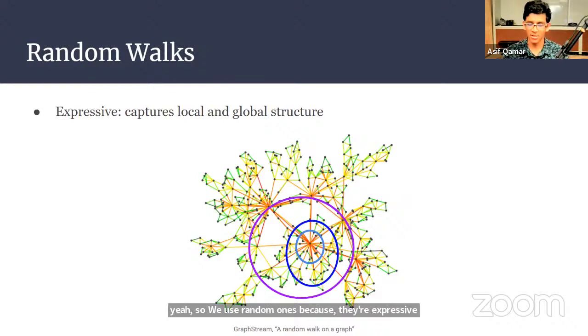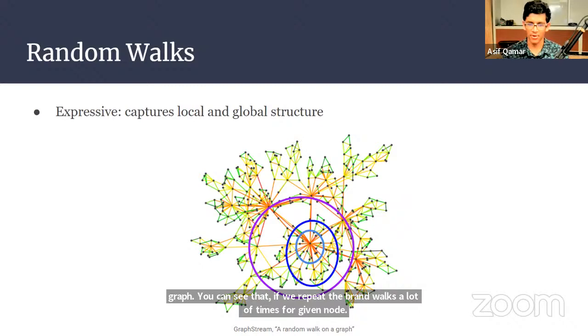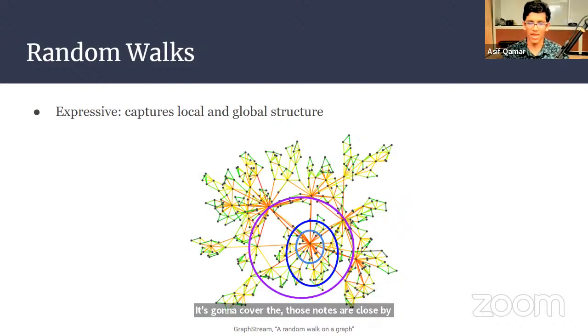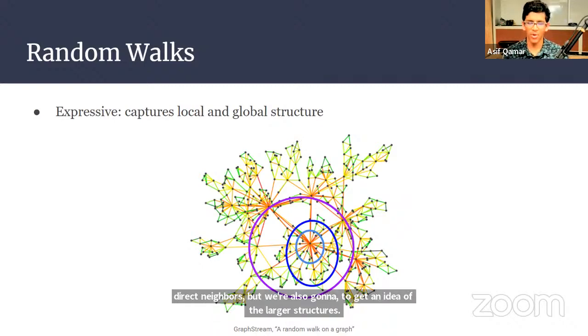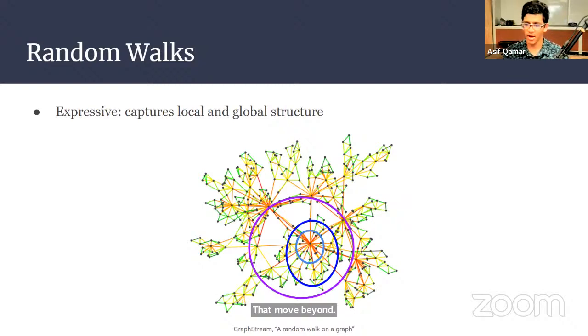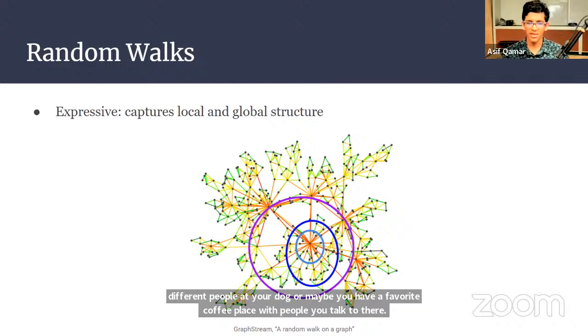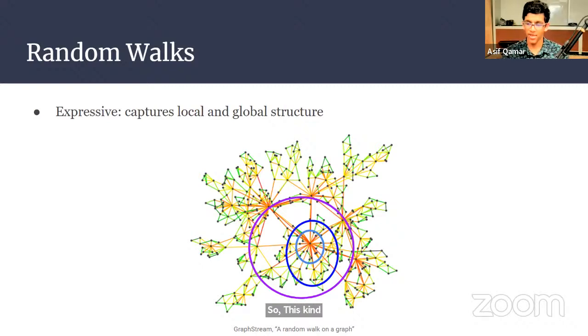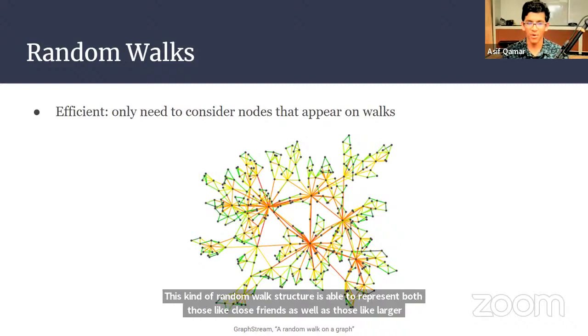They capture the local and global structure of the graph. If we repeat the random walks a lot of times for a given node, it's going to cover those nodes that are close by, that are direct neighbors. But we're also going to get an idea of the larger structures that move beyond. You can imagine in your own life, you have those close friends or colleagues that you will always interact with, but you also talk to different people at your job, or maybe you have a favorite coffee place with people you talk to there. So this kind of random walk structure is able to represent both those close friends as well as the larger set of people you see. It's also efficient.